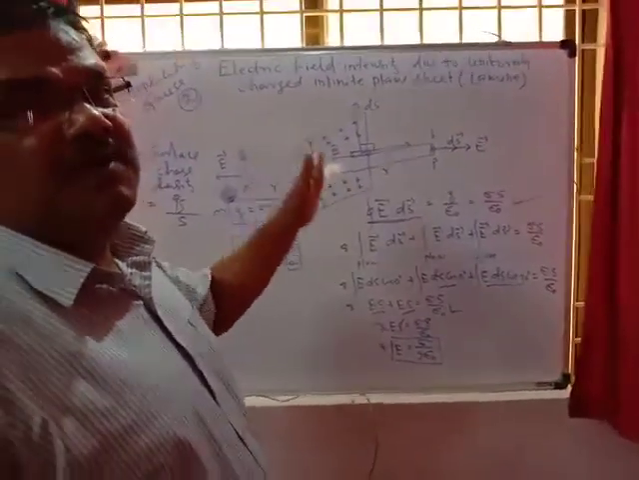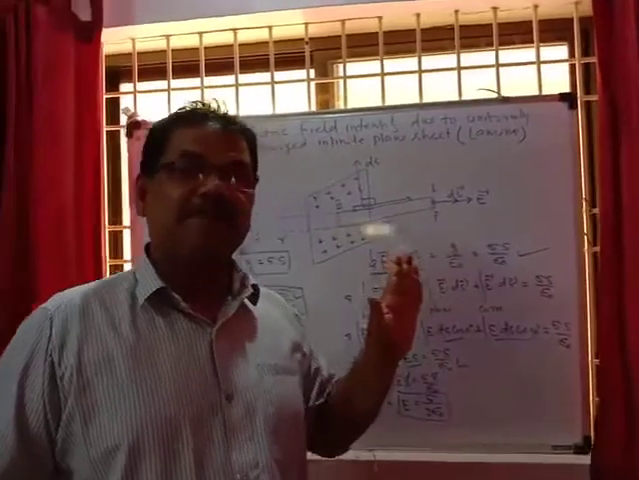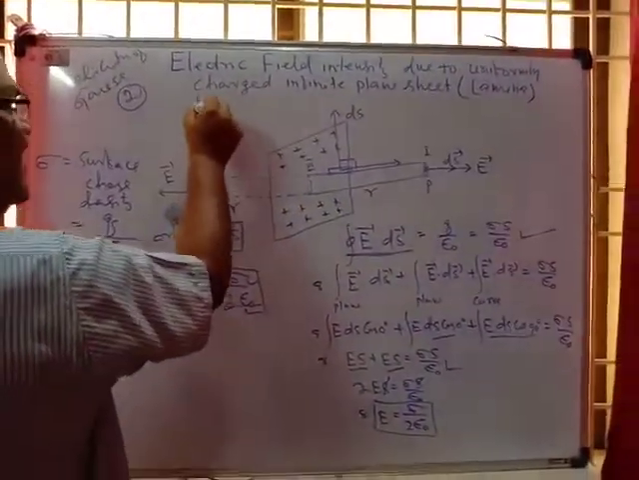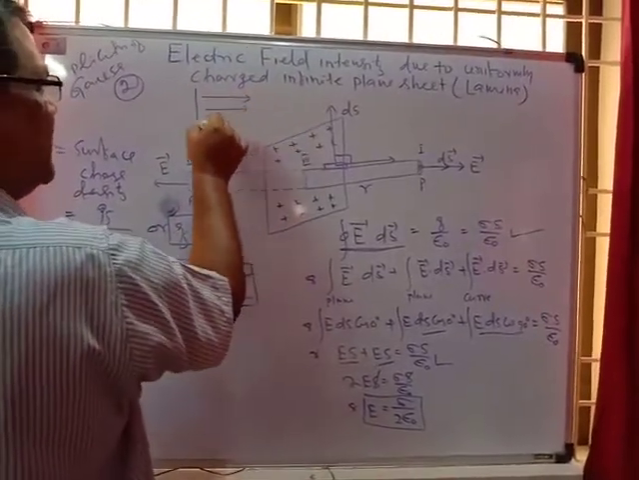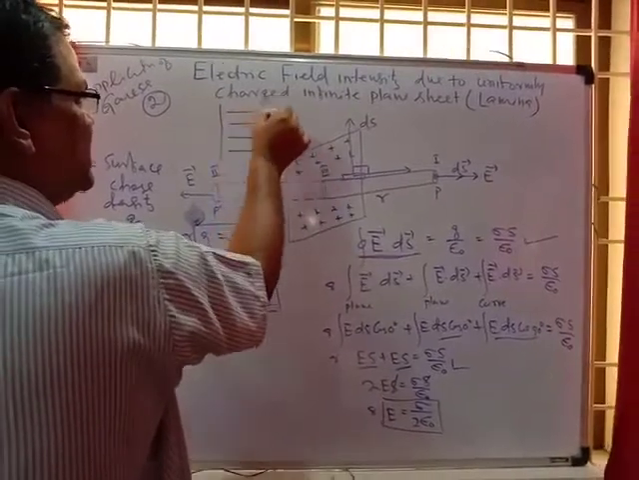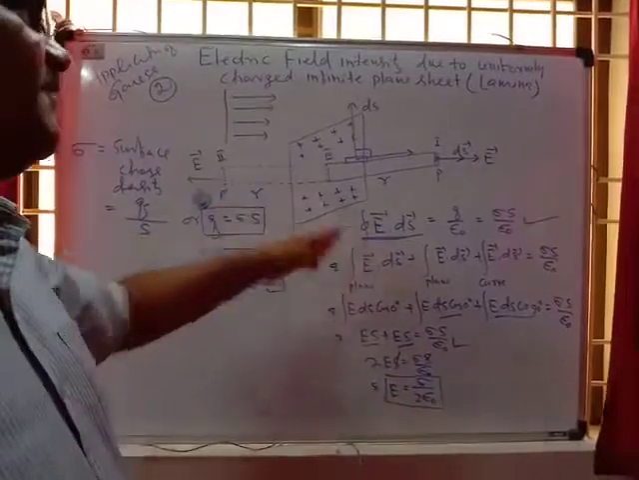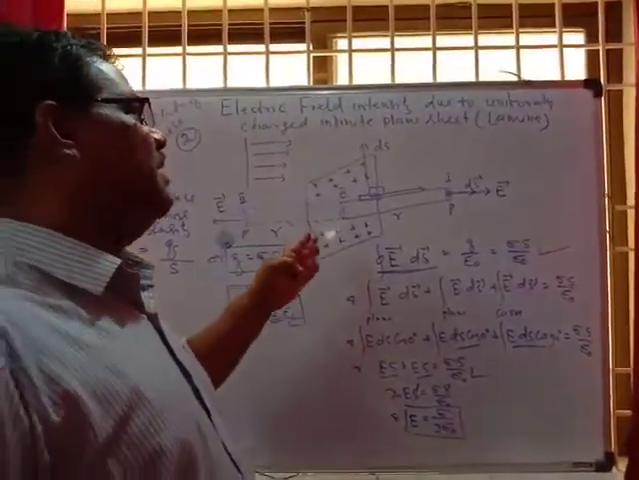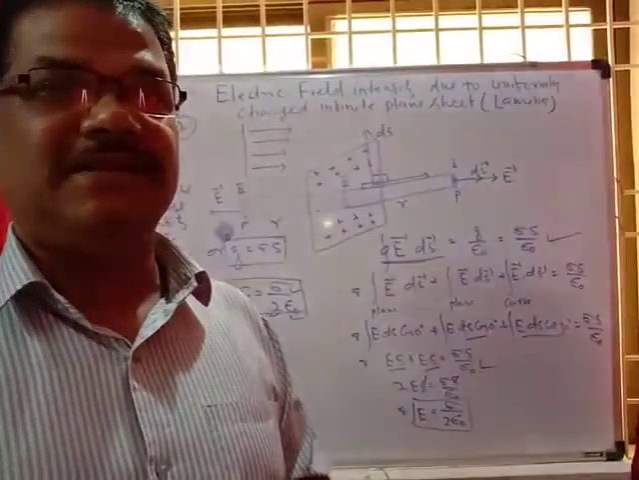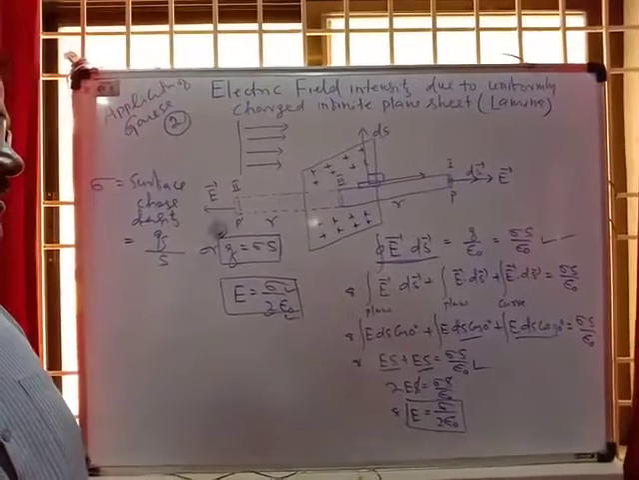You can get the uniform electric field on either side of the plane sheet. Suppose it is a plane sheet, the electric field lines must be parallel. It doesn't depend upon the distance. Here you get intensity, here you get intensity, an equal amount of intensity. So the electric field produced on either side of the plane sheet is uniform and doesn't depend upon the distance, because the formula is sigma upon 2 epsilon naught.